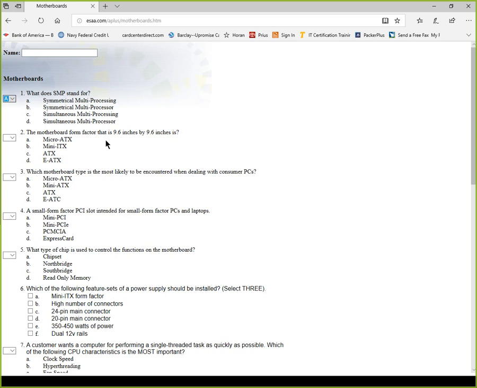Need some help. The motherboard form factor, it's 9.6 by 9.6 inches, is B, mini ITX. I'm just going to put your guys' answers in here unless we can't get one. Which motherboard is most likely to be encountered when dealing with consumer PCs? We'll go with C. We'll see what they are.